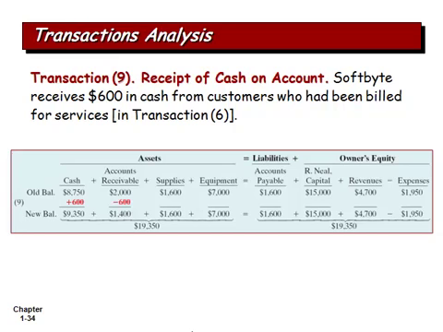Transaction 9, we received $600 in cash from a customer we'd previously billed. When we billed them earlier, remember we put it in accounts receivable and in revenue. Now we're going to take it out of accounts receivable because they paid us, and they paid us in cash. So we're going to increase cash and decrease accounts receivable.